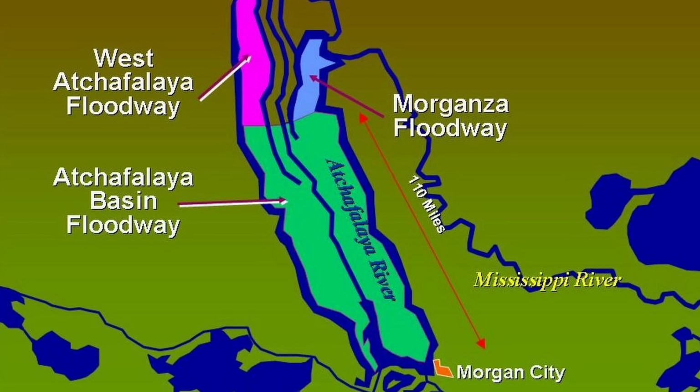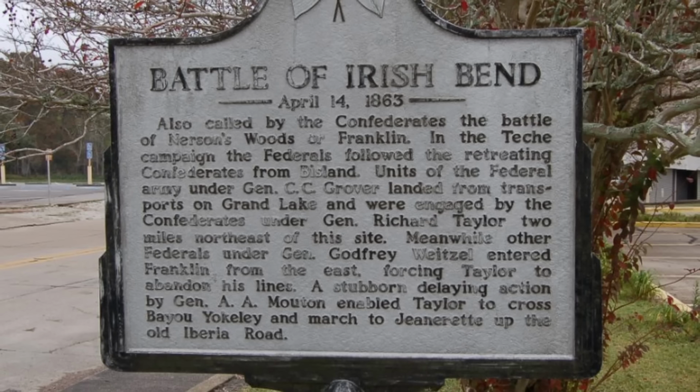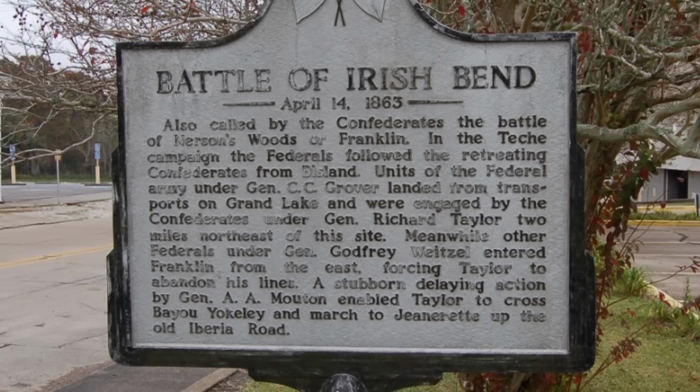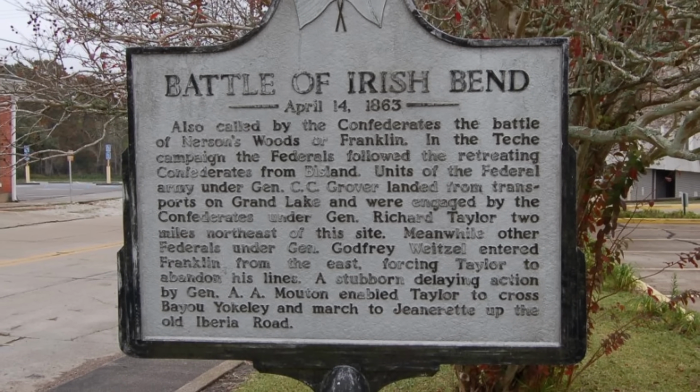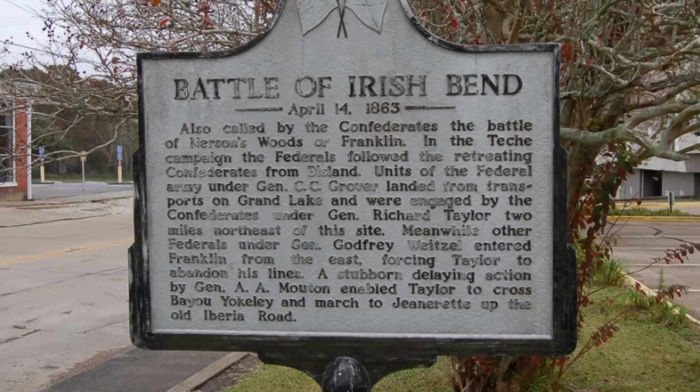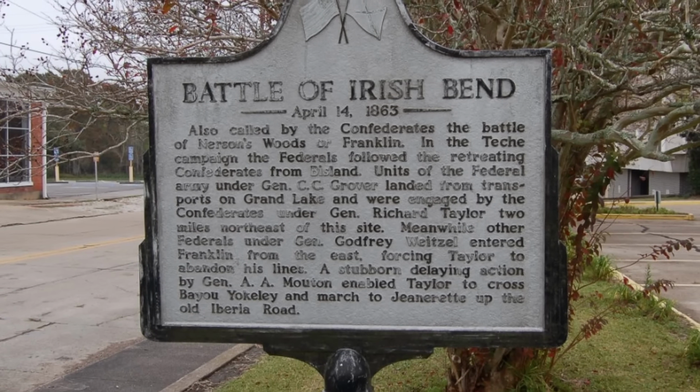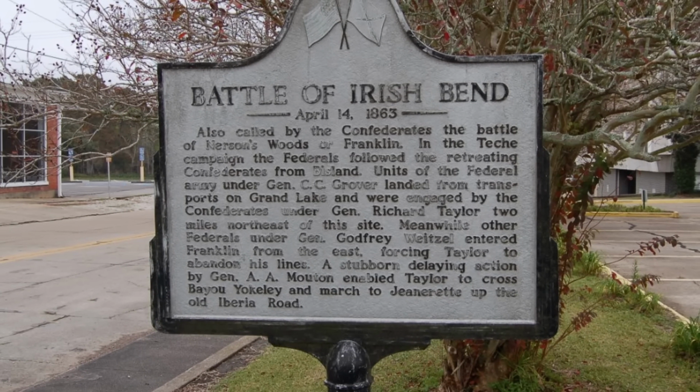Grover's troops embarked on a waterborne flanking maneuver, ascending the Atchafalaya River and entering Grand Lake with the objective of cutting off a potential Confederate retreat or outflanking any defenders who chose to stand their ground at Fort Bisland. This movement set the stage for what would become known as the Battle of Irish Bend, also referred to by the Confederates as the Battle of Nerson's Woods or the Battle of Franklin.